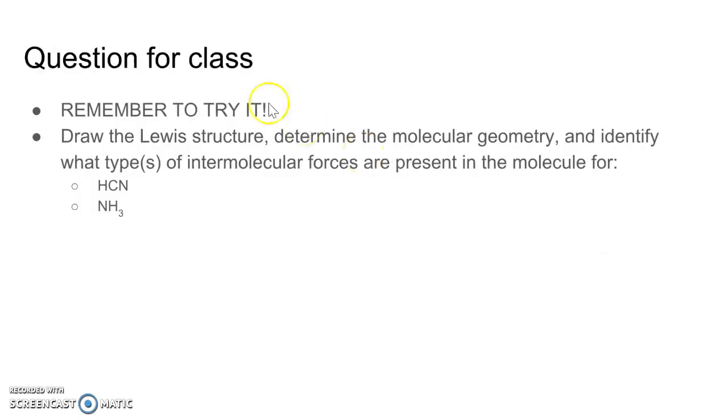All right, please remember to try this. What I'd like for you to do is draw the Lewis structure, determine the molecular geometry on the center atom, and then using both of those things, think about whether something's polar or not. I know, it's a little tricky. Make sure you identify what types of intermolecular forces are present in the molecule. I'd like you to do this for two things: hydrogen cyanide and ammonia.